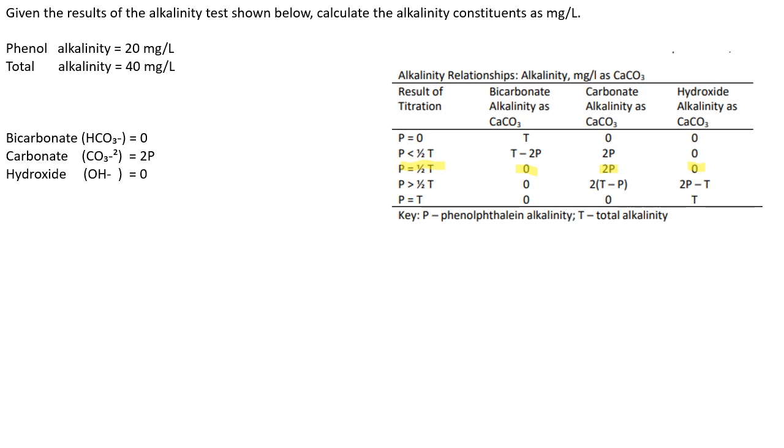So you're going to do 2 times 20 milligrams per liter, and that gives you carbonate alkalinity of 40 milligrams per liter, while again, the bicarbonate is equal to 0, and hydroxide is also equal to 0.